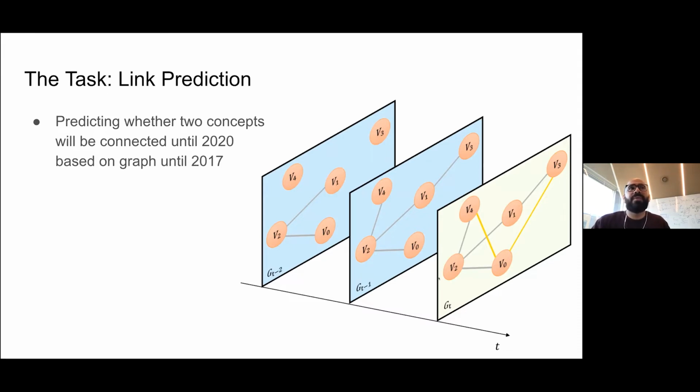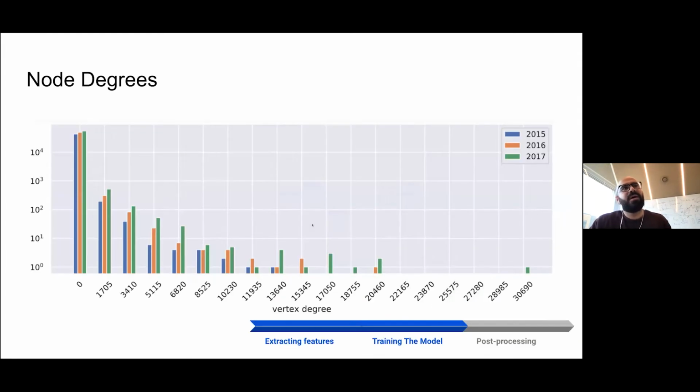And the task was to predict whether two concepts will be connected in 2020 by one paper, based on the graph until 2017. So for example, we need to predict these two yellow edges by having the blue graph on the evolution of the graph up to that time.